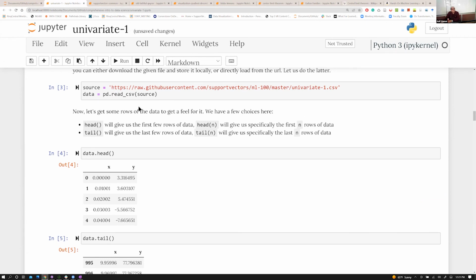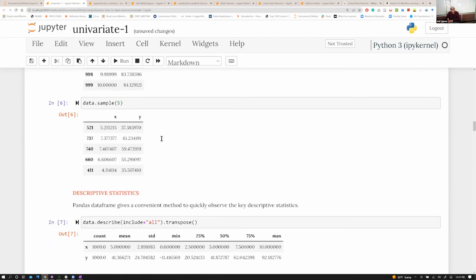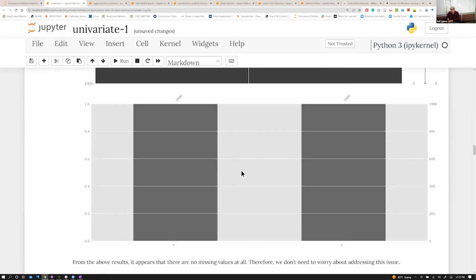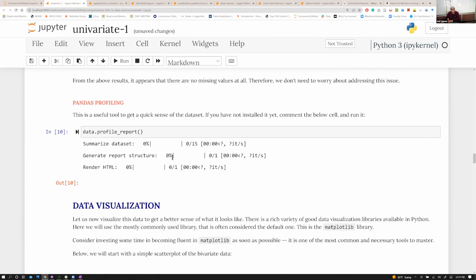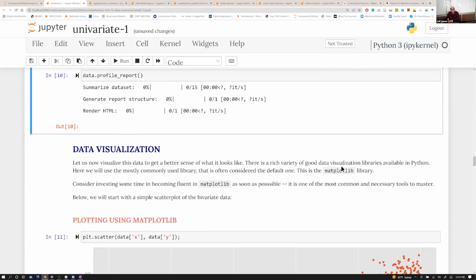You take this data, we'll do the same thing. We'll read this data. We will sample into it. We'll do descriptive statistics of it. You do null values. Are there null values? There is something called pandas profiling. It will tell you. It will generate some report. I won't go into that at this moment.